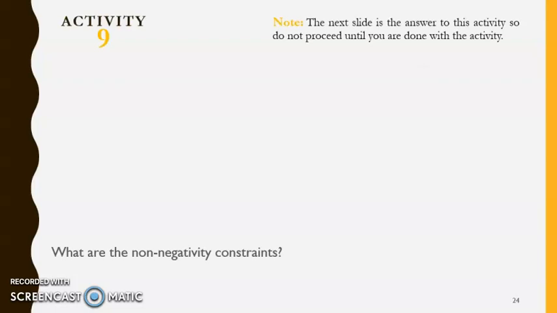The last constraint that we are going to cover is the non-negativity constraint, which is a very easy one: xij must be equal or greater than 0 for all i and j.